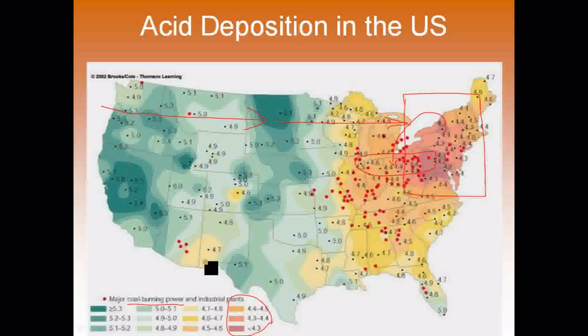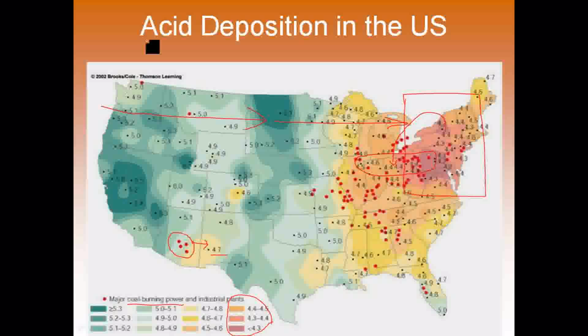Every now and then you'll see one. Down here in the desert southwest, several power plants, and so downwind from that you have some pH problems. But the big problem is Pennsylvania, New York, Rhode Island, Connecticut. These northeastern states are the ones that are really, really suffering in acid deposition.